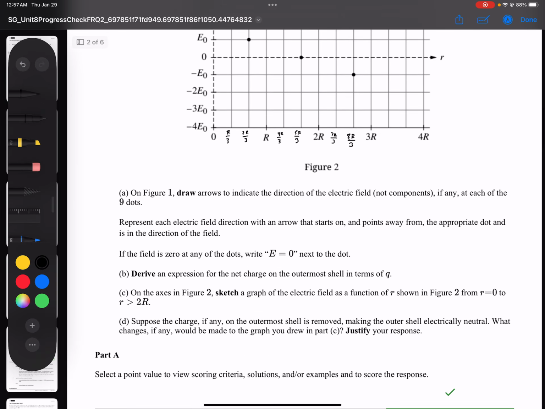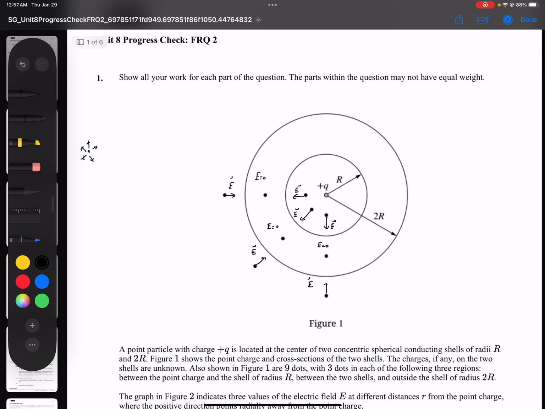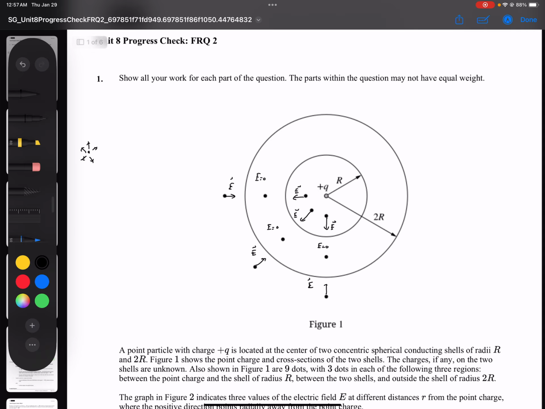Now for part B, we have to derive an expression for the net charge on the outermost shell in terms of Q. For this one, we have to use our values for the electric field to figure out how much charge is inside. So we're going to construct Gaussian surfaces. Before the first layer of the conductor, if I construct a Gaussian surface, the charge enclosed is just positive Q.